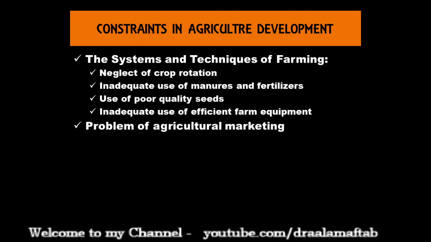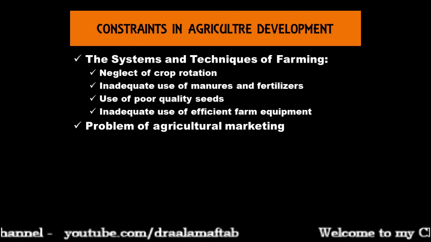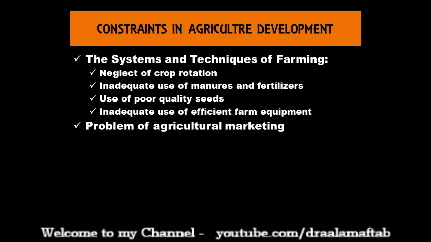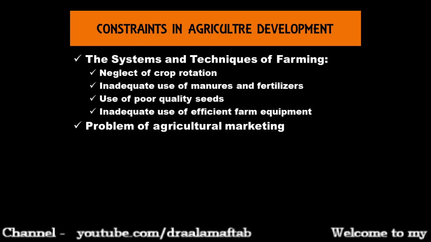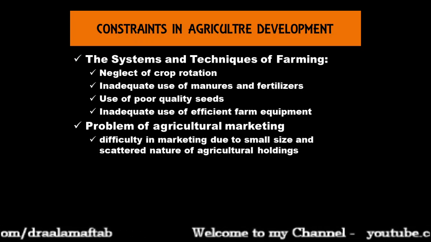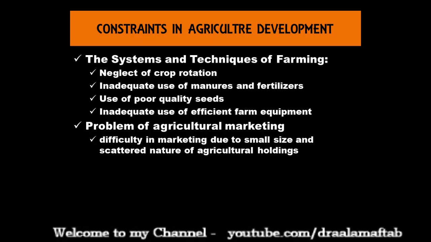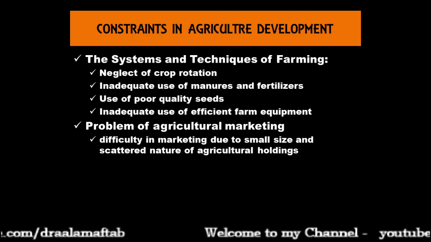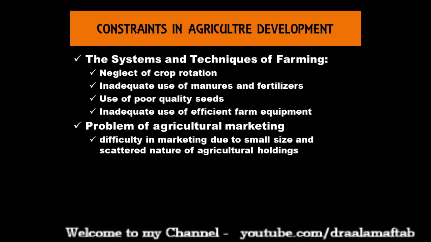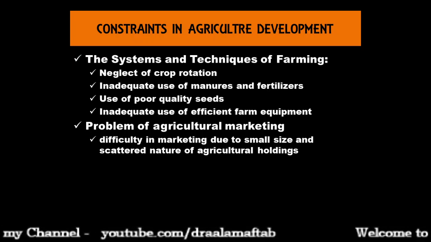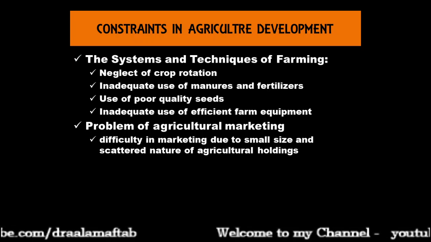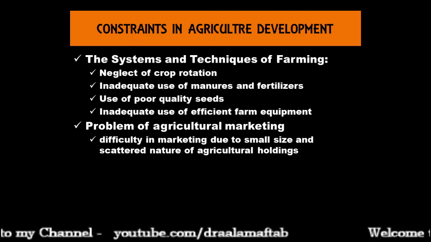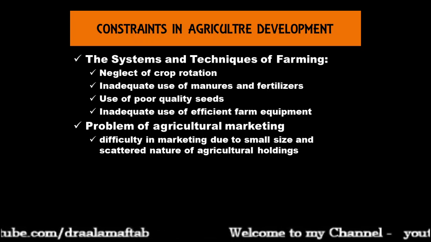The next problem or constraint in agriculture development in India is problem of agriculture marketing. One of the major causes of low income of Indian farmers is the difficulty in marketing their crops, and this is due to small size and scattered nature of agriculture holdings. The productivity per acre is low. Consequently, the collection of these surpluses for the purpose of marketing presents a serious problem. Agriculture marketing problems arise due to the lack of communication as well.